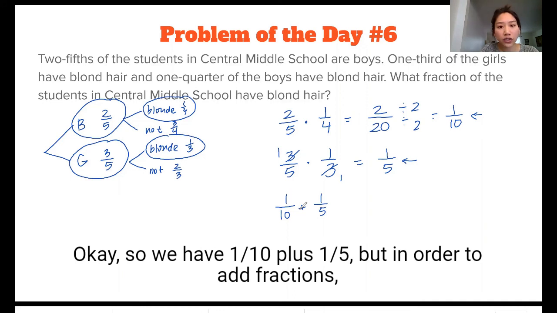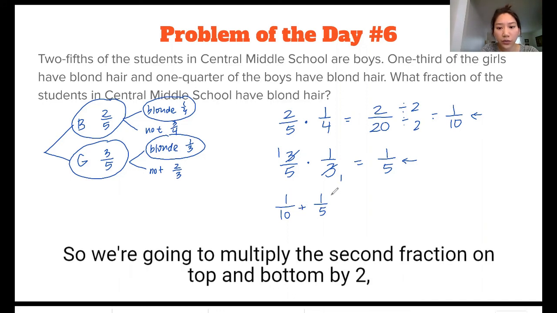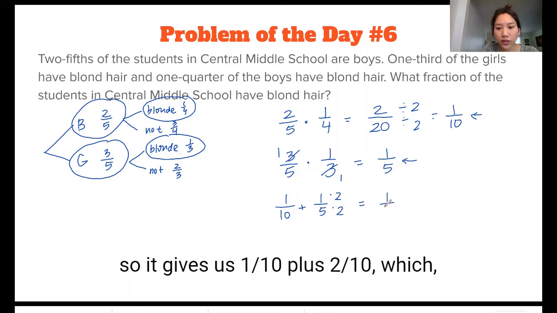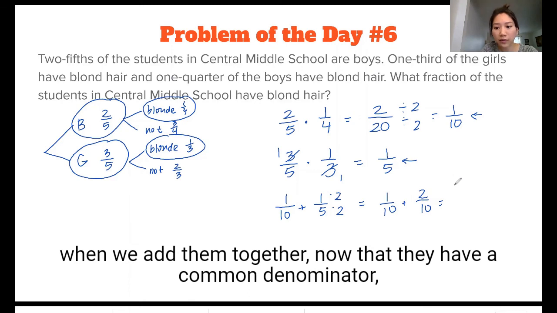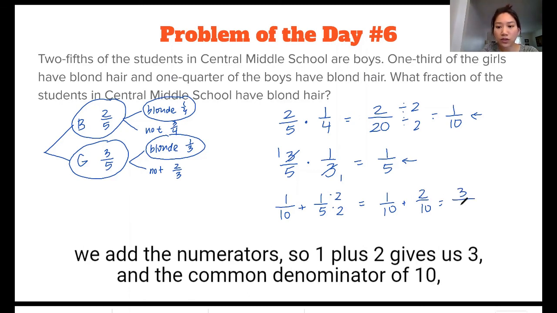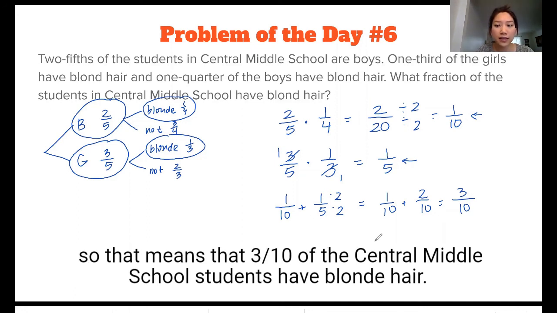But in order to add fractions, you need a common denominator. So we're going to multiply the second fraction on top and bottom by 2. So it gives us 1/10 plus 2/10. Which, now that they have a common denominator, we add the numerators. So 1 plus 2 gives us 3 and the common denominator of 10. So that means that 3/10 of the Central Middle School students have blonde hair.